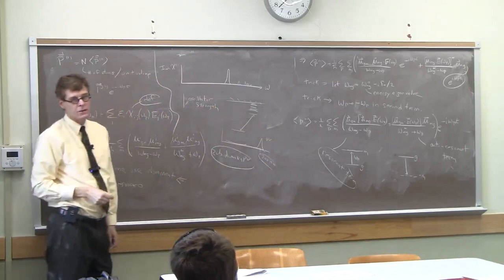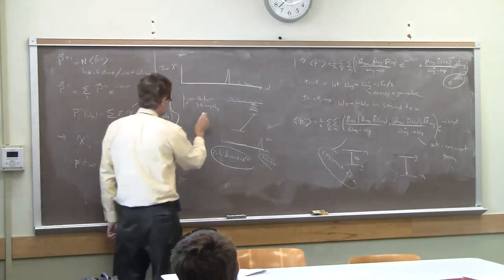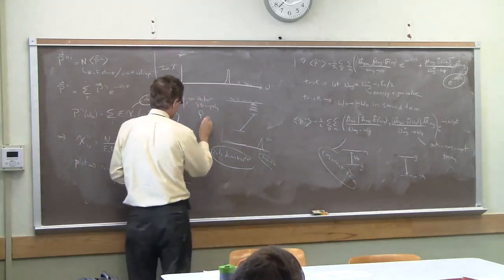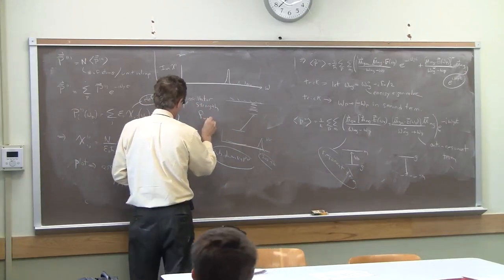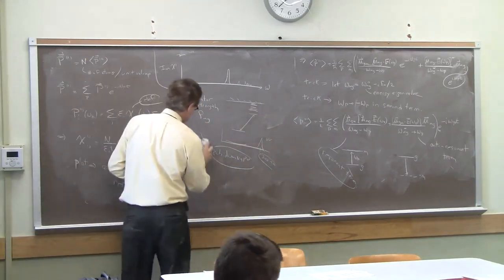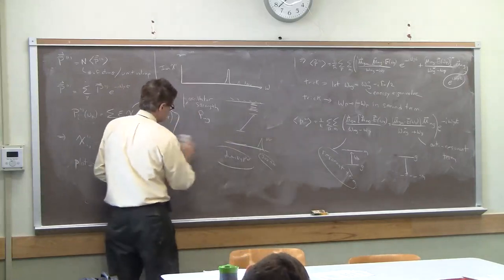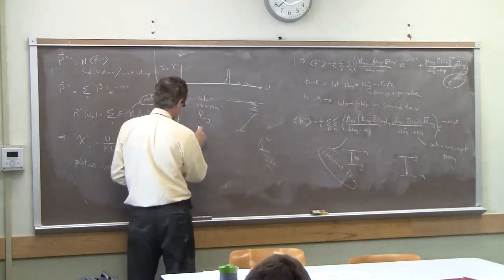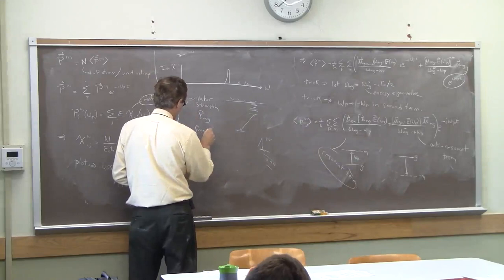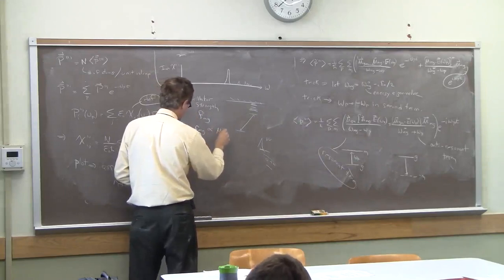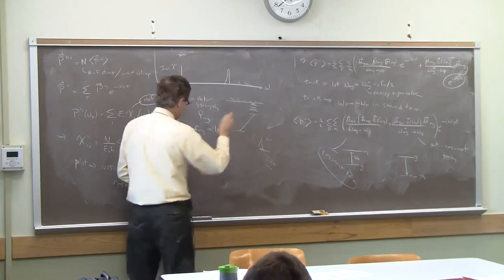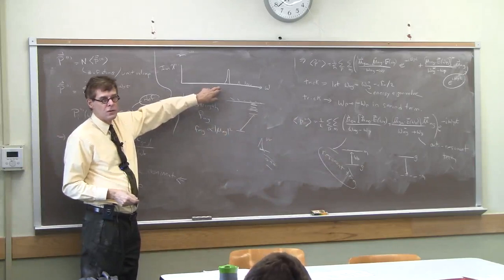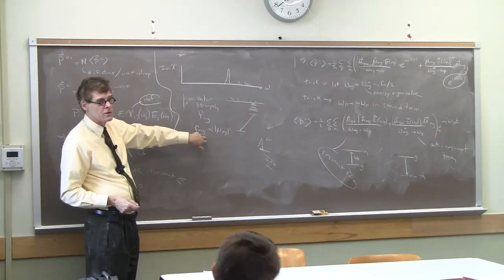There's the concept of the oscillator strength, which is called F. Let's be more careful. F_mg. The formula is in the book. But F_mg is proportional to mu_mg squared. So for any one of these absorption lines, you can assign a dimensionless unit that is known as the oscillator strength.